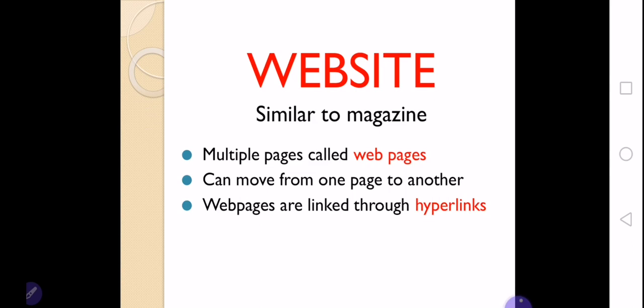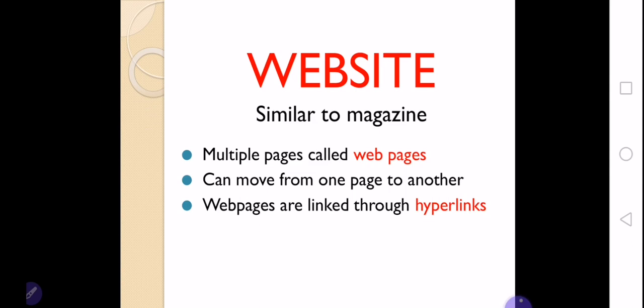Similarly, as a magazine is, a website also has multiple pages. A magazine has multiple pages, page 1, page 2, page 3, page 4. You can go to any of the pages, you can come back to the first page, you can take as much time on one page. Similarly, a website is similar to a magazine. It also has multiple pages, but the pages here are known as web pages.